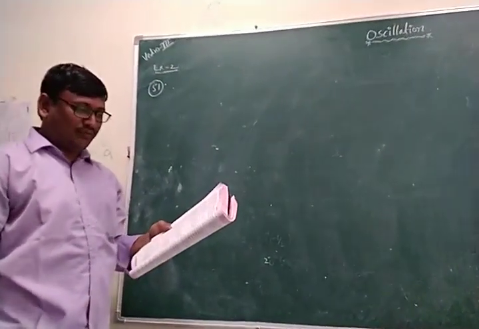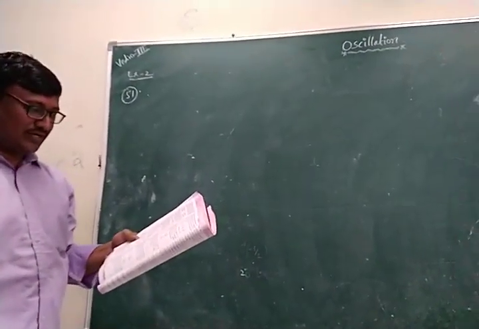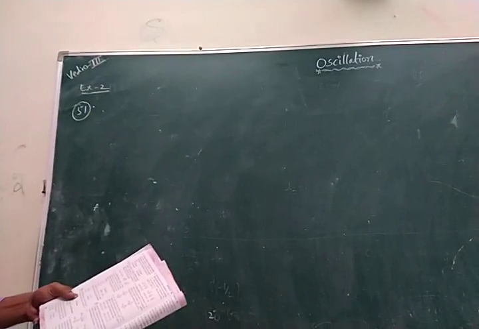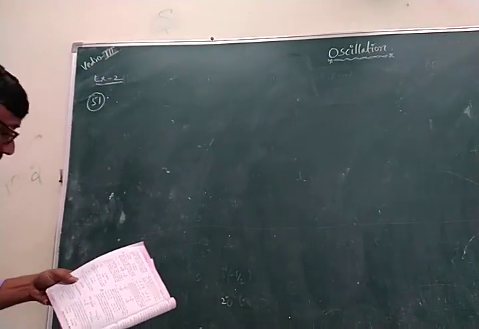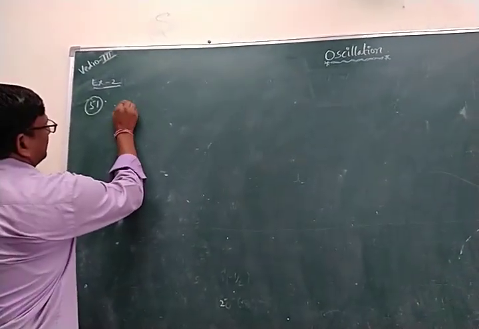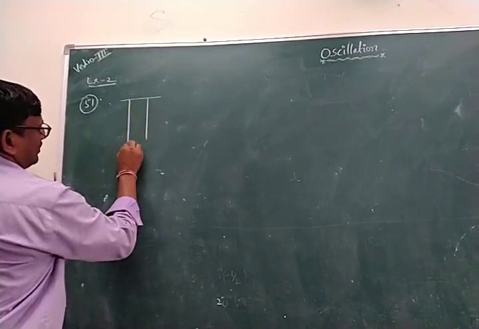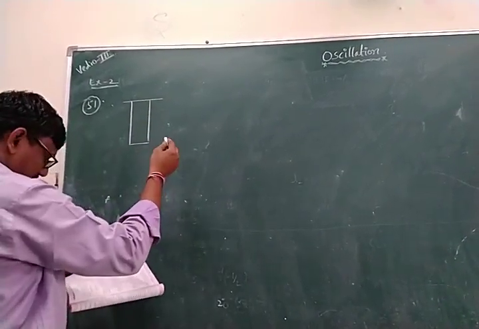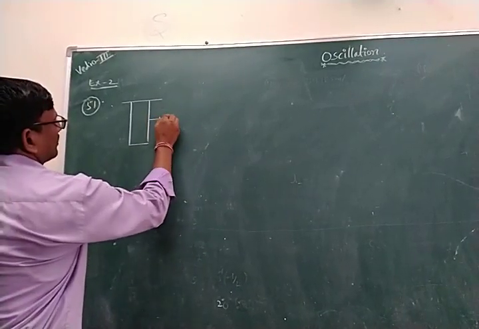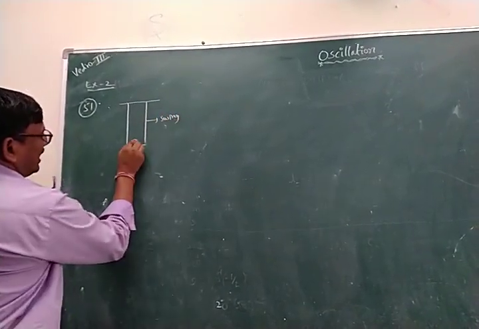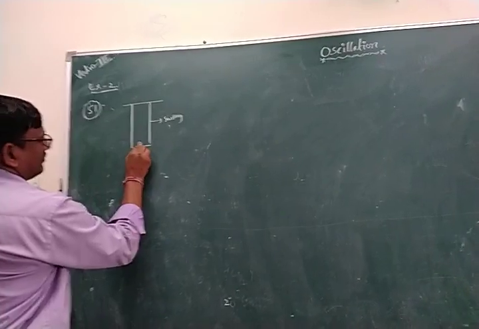A child on a swing is in a sitting position, then stands up. Then what is the time period of the swing? See here, the child, this is the swing. The child is initially sitting.